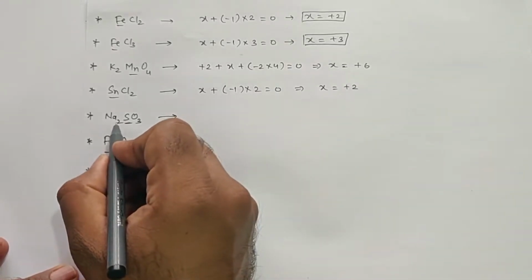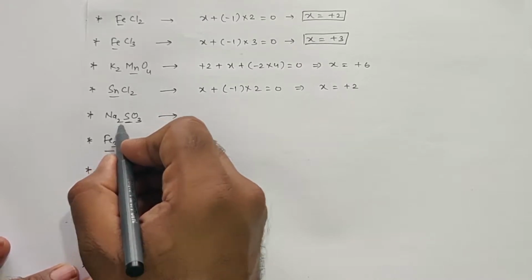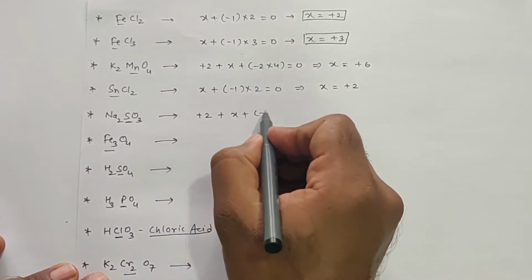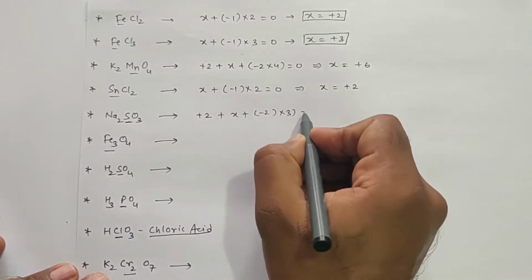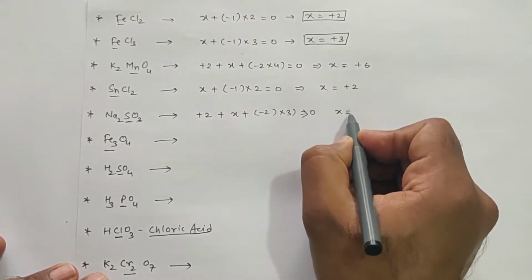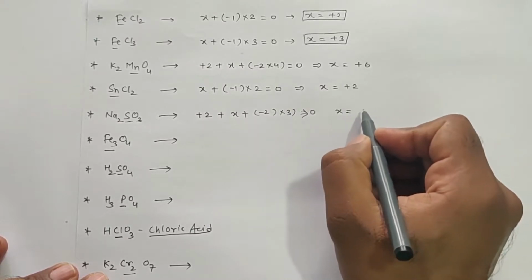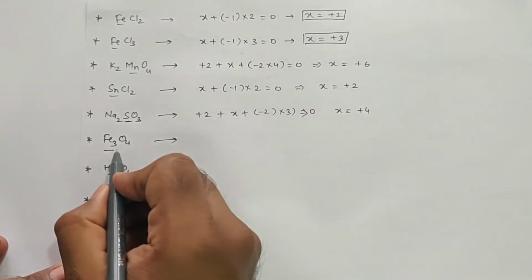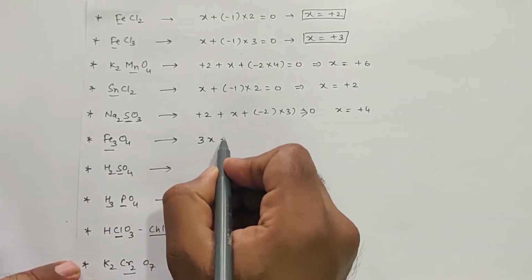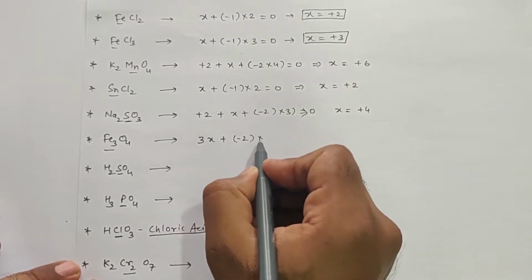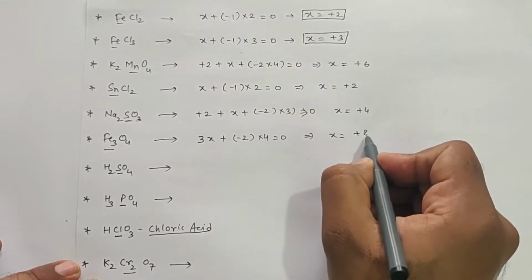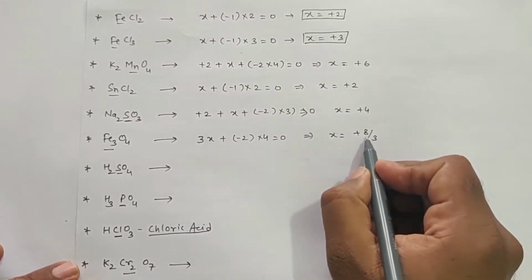Sodium is a group 1 element. It always shows plus 1 oxidation state, plus 2 plus x plus minus 2 into 3 equals 0. We will get x equals plus 4. Fe3O4, there are 3 iron atoms, 3x plus minus 2 into 4 equals 0. So we will get x equals plus 8 by 3. This is the fractional oxidation number.